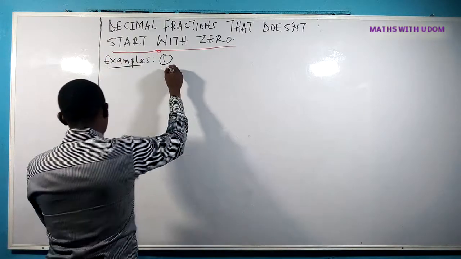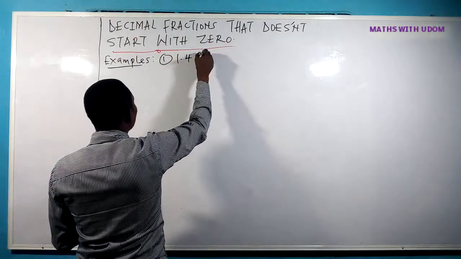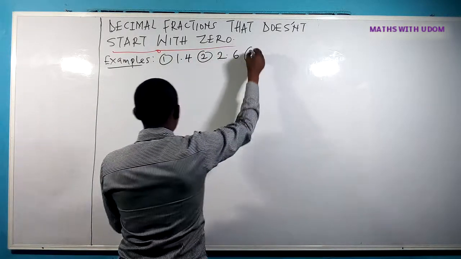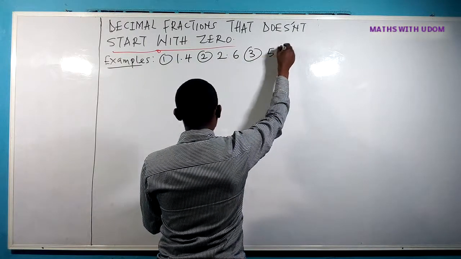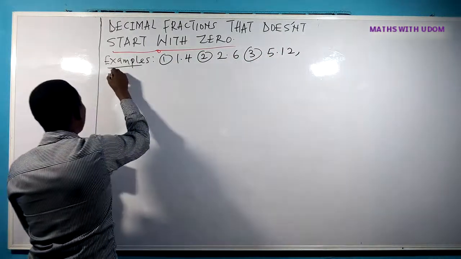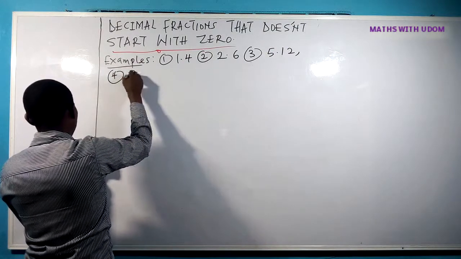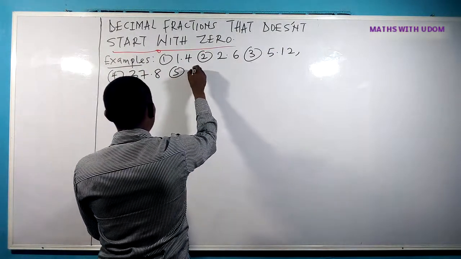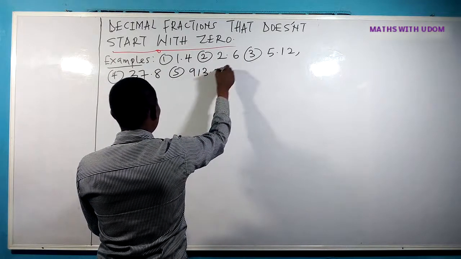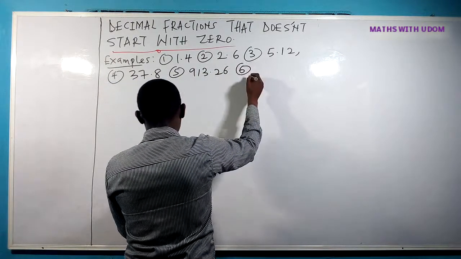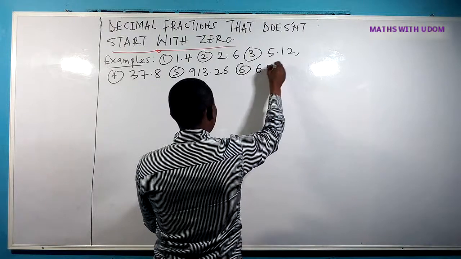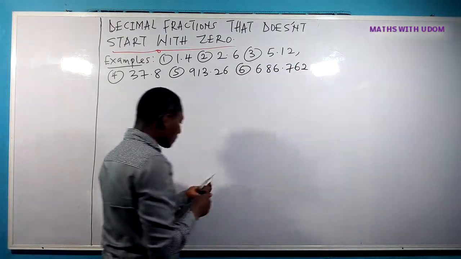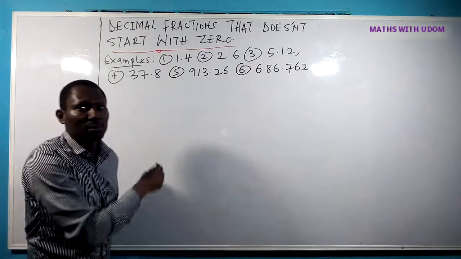Number 1, let's have 1.4. Number 2, 2.6. Number 3, 5.12. Number 4, 37.8. Number 5, 913.26. And finally, number 6, we have 686.762. So let's look at these examples.